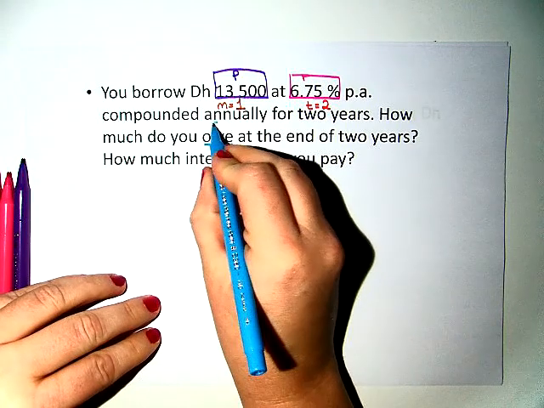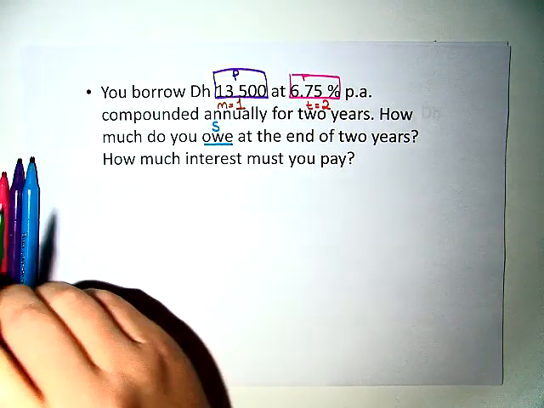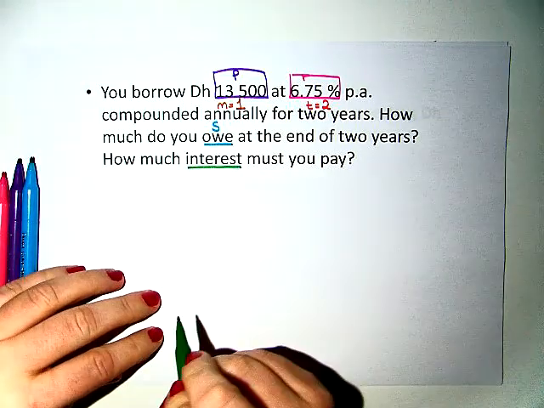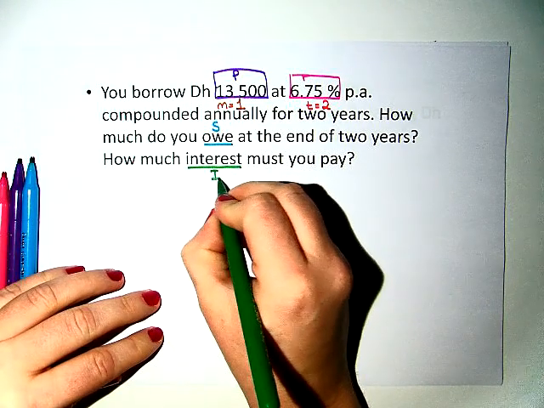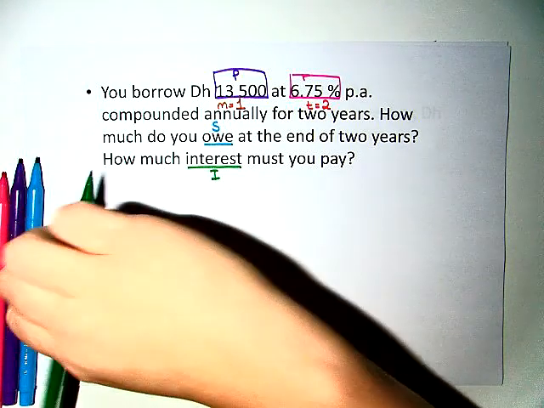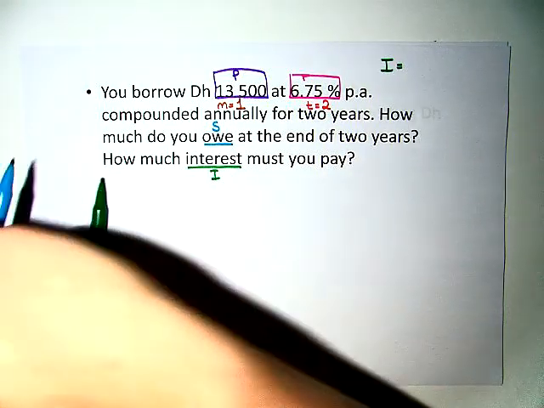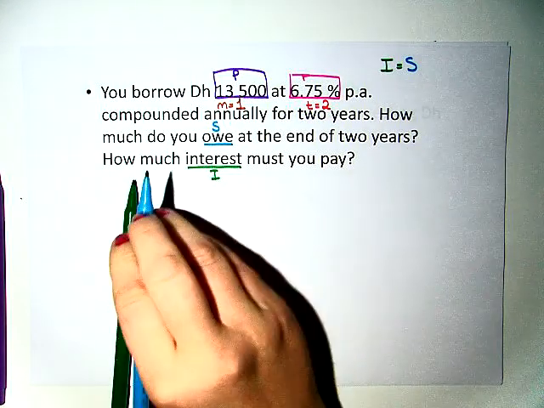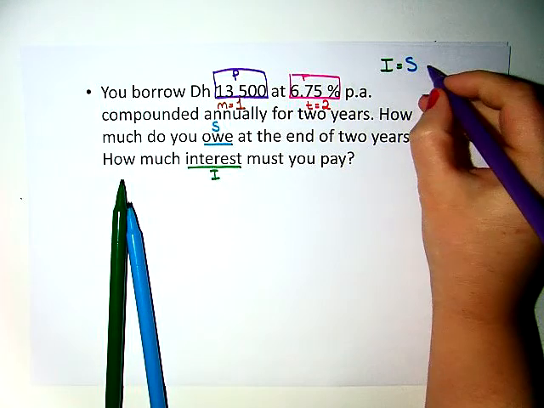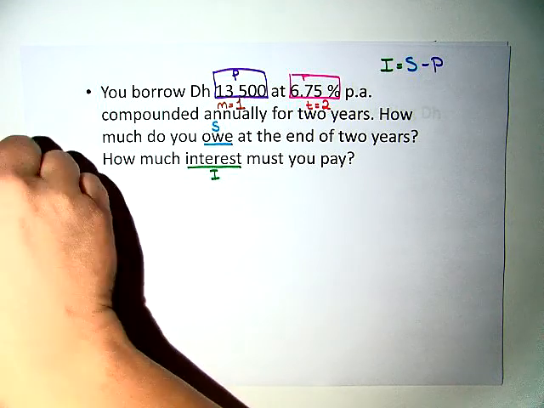So owe, that's they're asking about the S. And then how much interest must you pay? So now they're also asking about I. Now remember what we talked about earlier. In order to find I, you must take the full amount you owe, S, and subtract the principal, P.